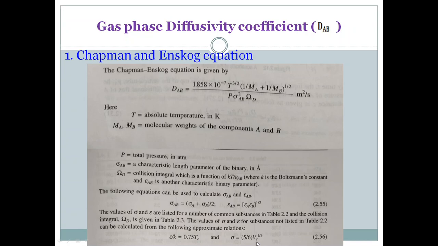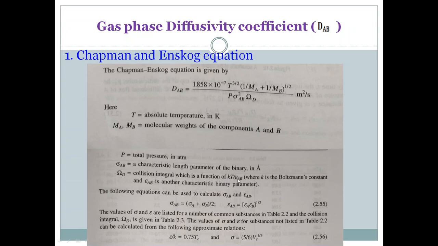For a particular component, the critical state is defined: critical temperature, critical pressure and critical volume. It is well established. So for a particular component A, I can calculate sigma A from the corresponding Vc, for B the corresponding one, and then I will get this. I will put it in the class. Now what is this? The collision integral, which is a function of KT by epsilon AB.